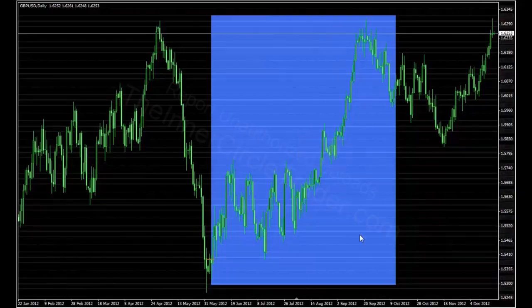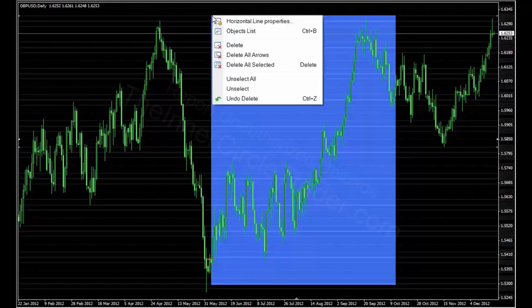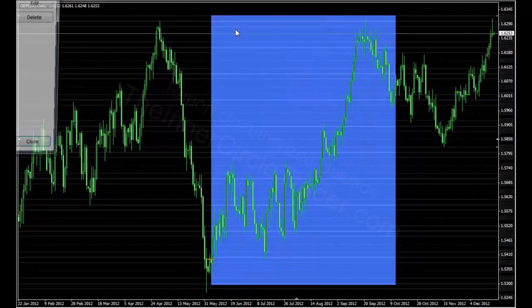I'm going to have to, unfortunately, change the color of this rectangle because it's just a little too much blue. There's nothing wrong with blue. I just can't have it looking like this.